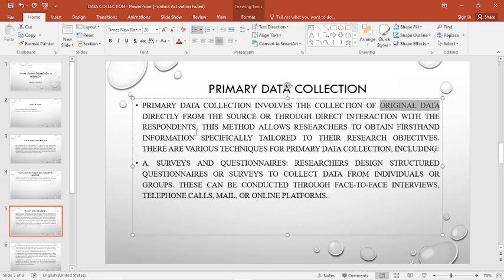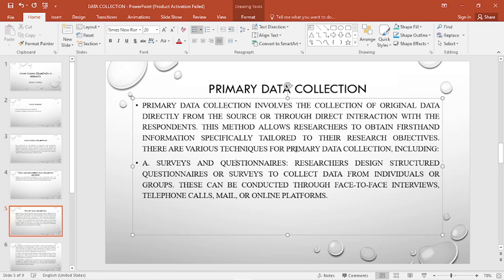For example, if you are working in the medical field, then you go to the patient and collect data directly from that person. That is first hand data, and direct interaction with the respondents is called primary data. This method allows researchers to obtain first hand information specifically tailored to their research objectives. Whatever your research objectives are, you collect data primarily for those objectives.